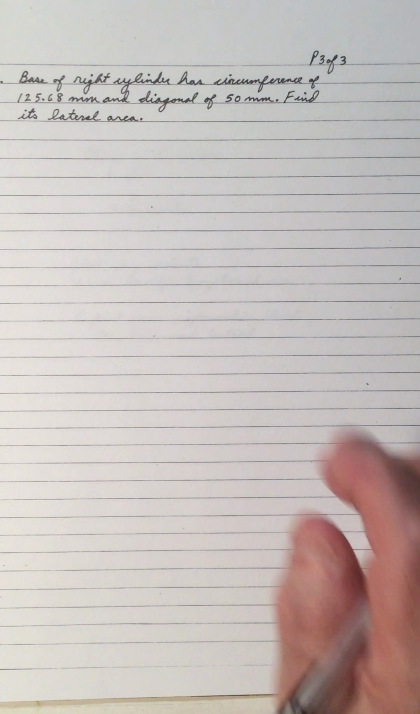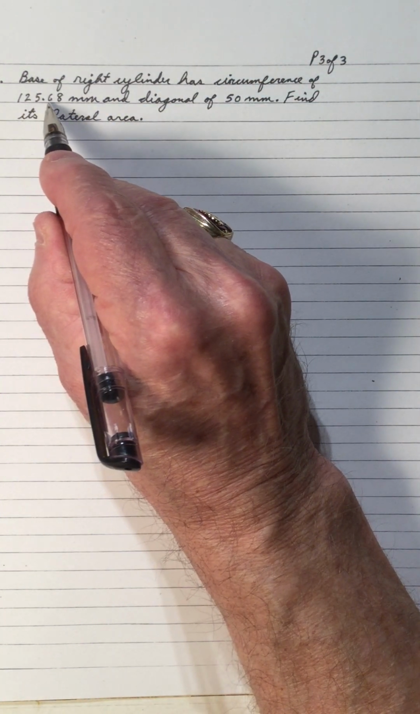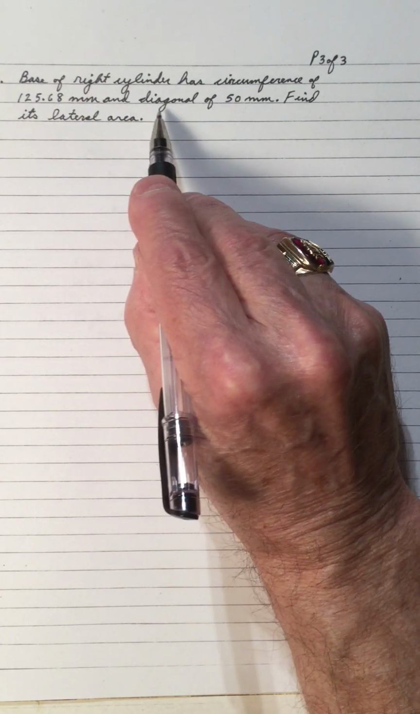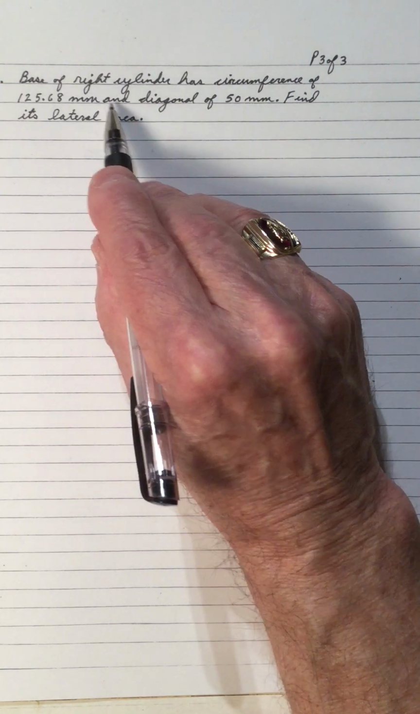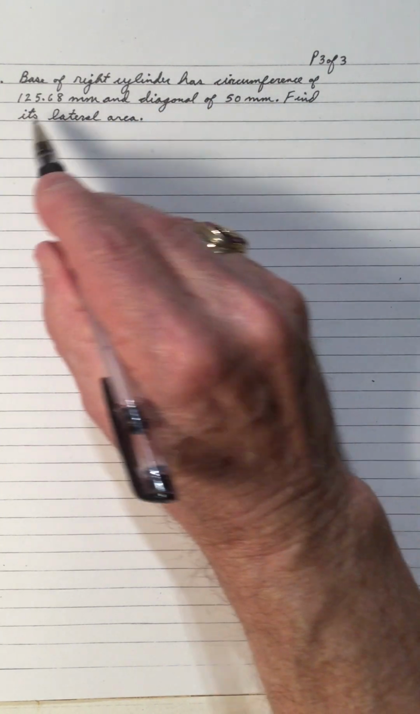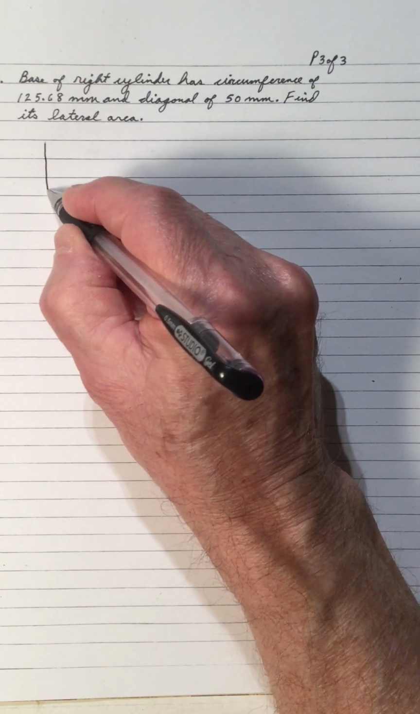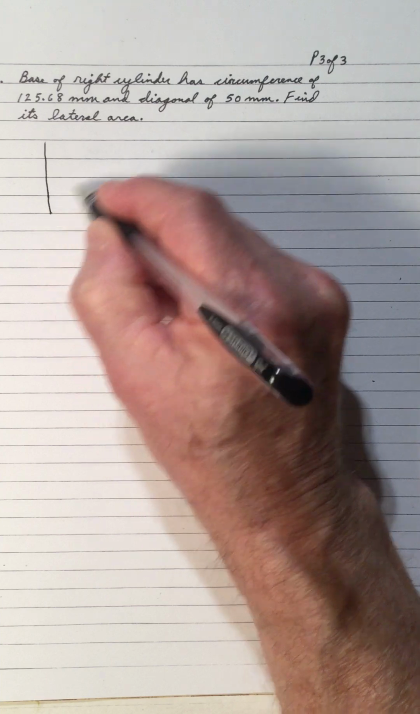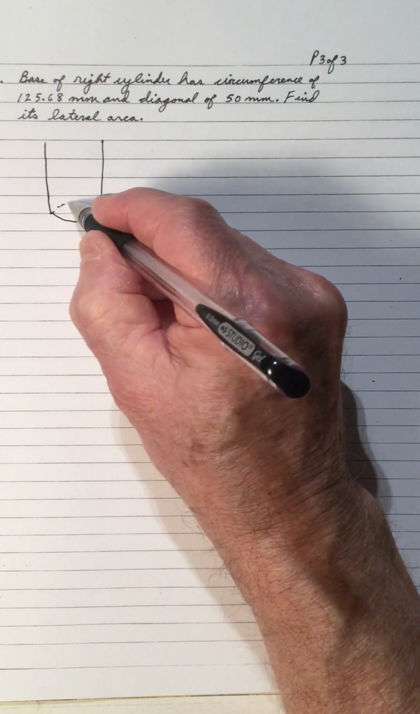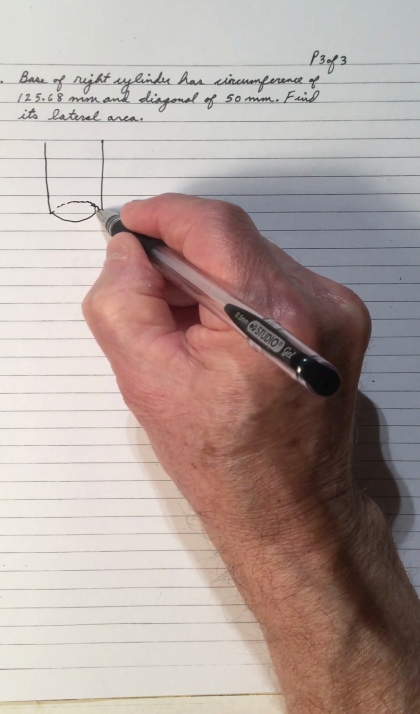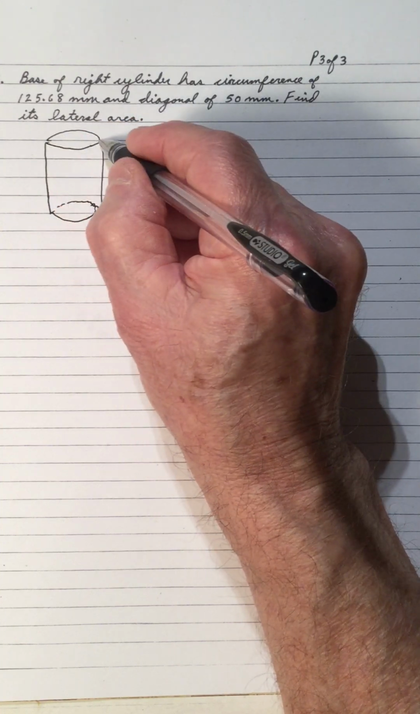And number 3, the base of a right cylinder has a circumference of 125.68 millimeters. The diagonal of this right cylinder is 50 millimeters. Again, they're all in the same unit, so that's okay. Find its lateral area. Well, let's draw a right cylinder. Here we go. The bottom of the cylinder is a circle. So there's the top, there's another circle.